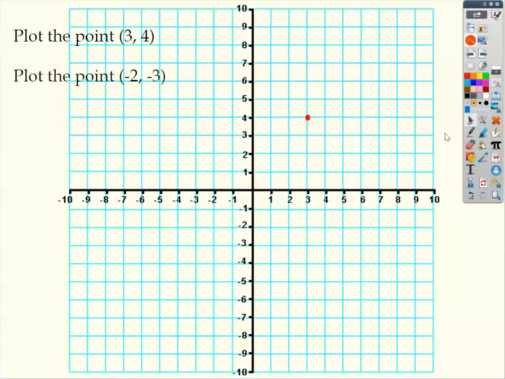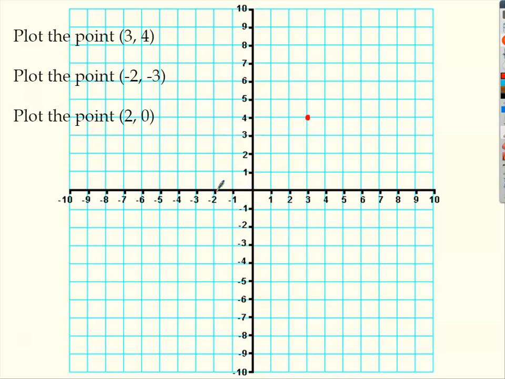Okay? I'm going to go ahead and pull up those next two, and we want to go ahead and plot those points as well. Okay? So we're going to plot (-2, -3). Always travel along your x-axis first, so I'm going over to -2, and then I'm going down to -3, and I'm plotting that point. Okay? So that is the point (-2, -3).